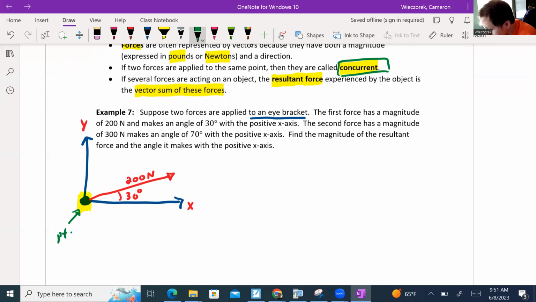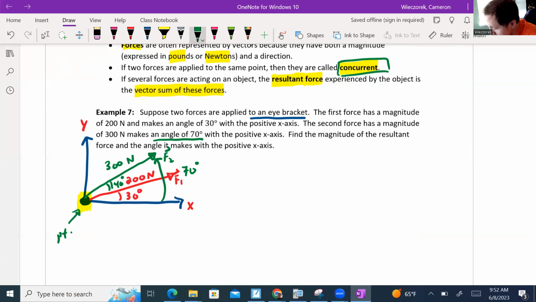Second one had a magnitude of 300 newtons, made an angle of 70, not an additional 70, a total of 70. So the second force is going to be a little bit farther away, but it's picking up an additional 40 degrees. So the entire angle there would be 70, but 40 left over. That one had a magnitude of 300 newtons. Okay. So I'm going to call the first one force 1. I'm going to call the second one force 2.